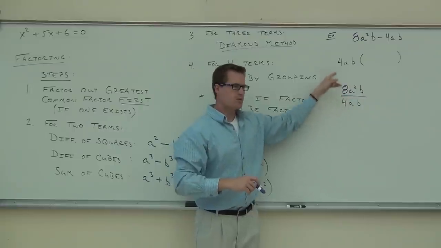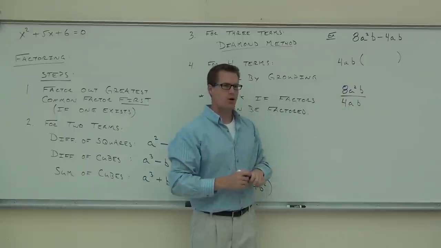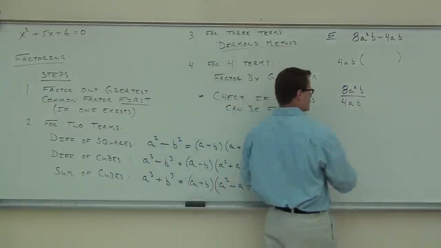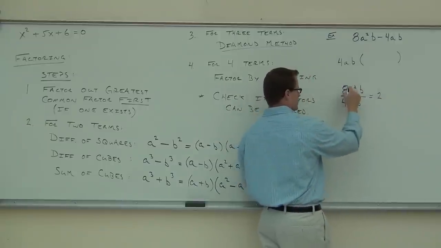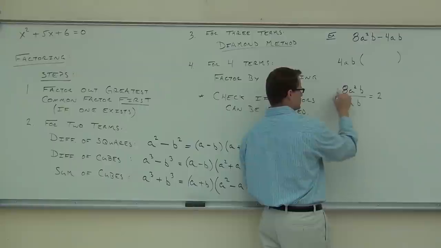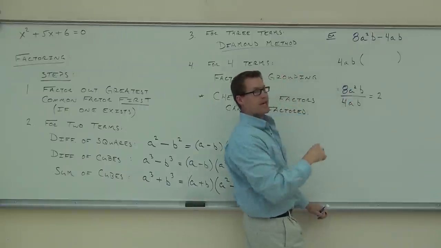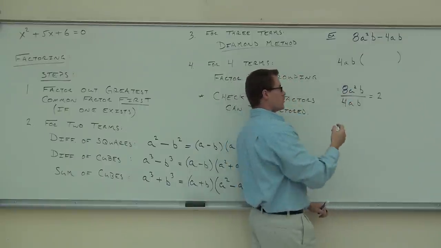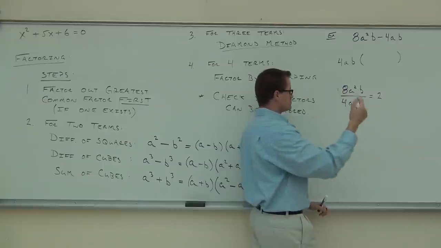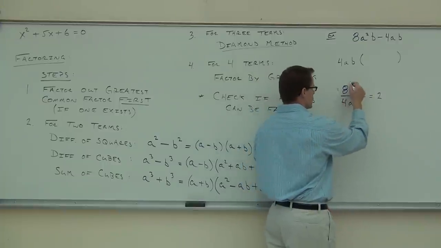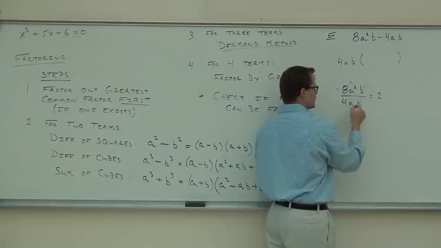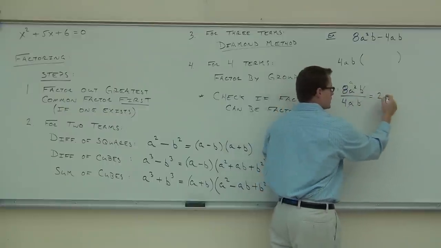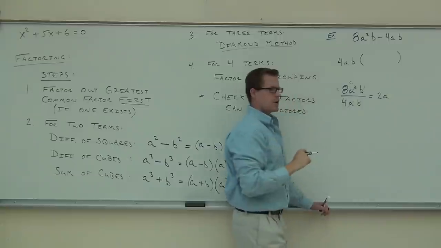What do we do here? How much is the 8 divided by the 4? 2. So this is going to give us 2. Those are gone. How about the A's? What happens with the A's? Number one, just one left. One A, where is it? On top. So this is an A. And then the B's, what happens with the B's? They're completely gone. So guess what? We have a 2 and an A. 2A.